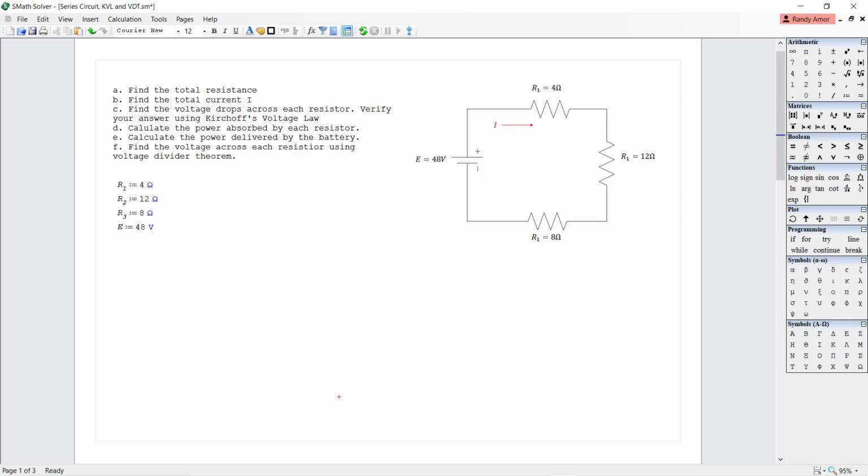The circuit shown is a series circuit with three resistors. R1 equals 4 ohms, R2 equals 12 ohms, and R3 equals 8 ohms. The circuit is supplied by a 48-volt battery.